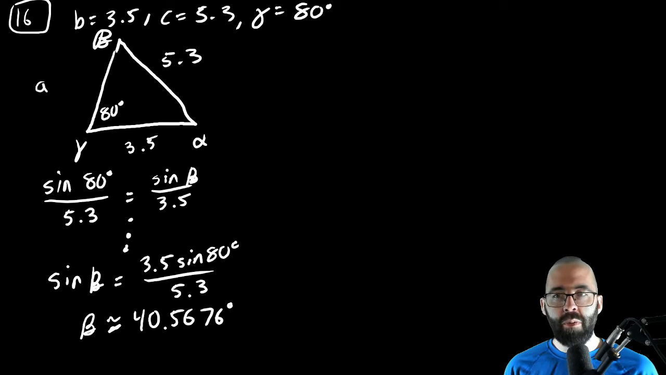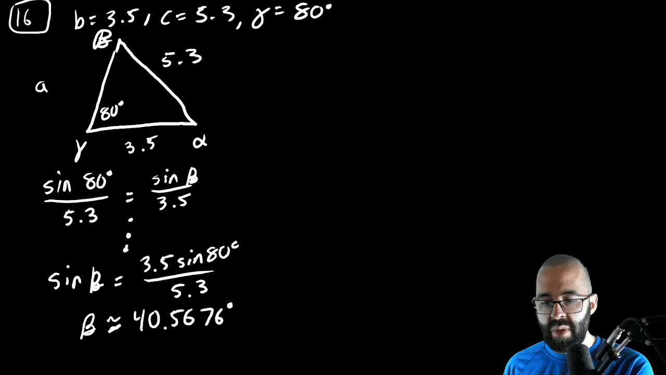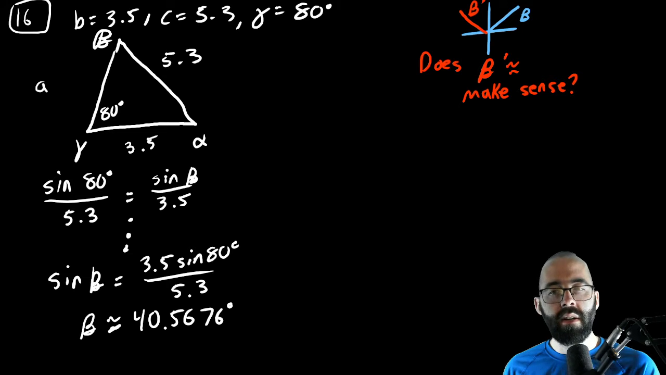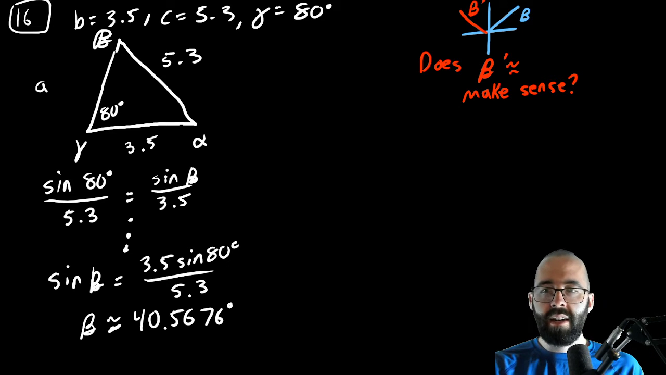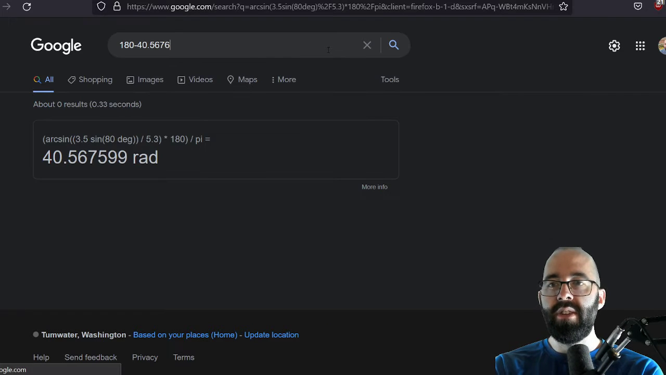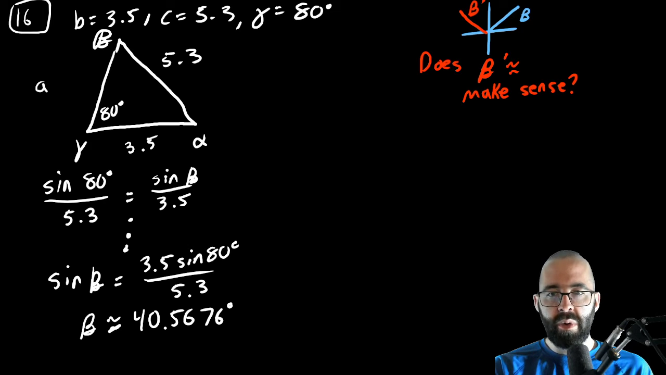And the question is, does beta prime make sense? Right? Beta is in the first quadrant, about 40 degrees. But there's another one, right? This one's beta. There's another one in the second quadrant with the same reference angle called beta prime. And again, does beta prime make sense in this problem? Let's find beta prime. It's 180 degrees minus this. So 180 minus 40.5676, 139.4324.